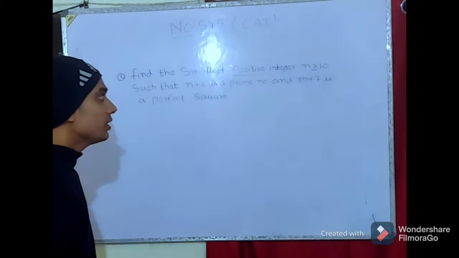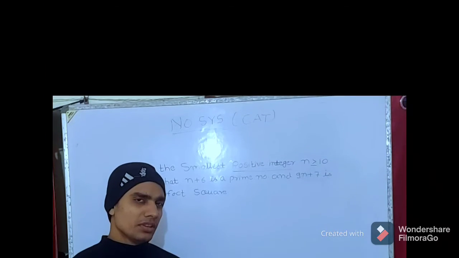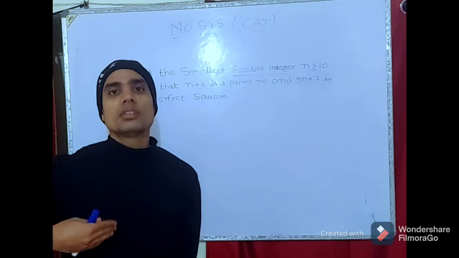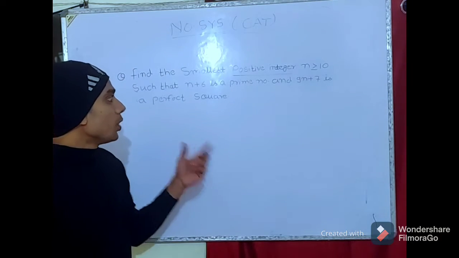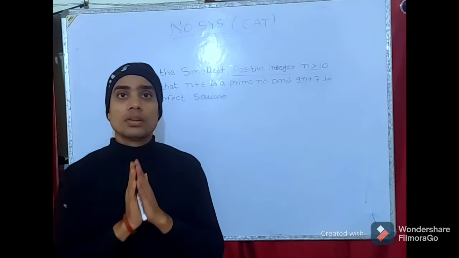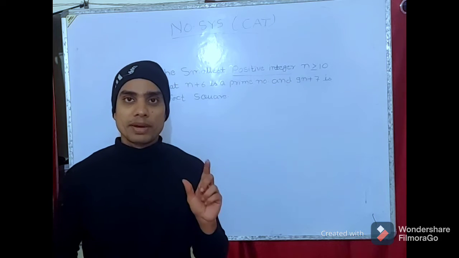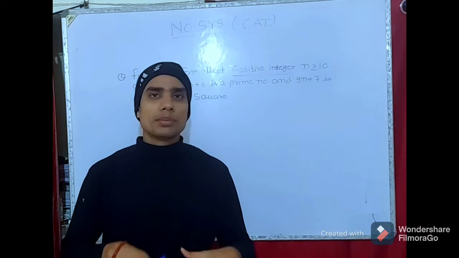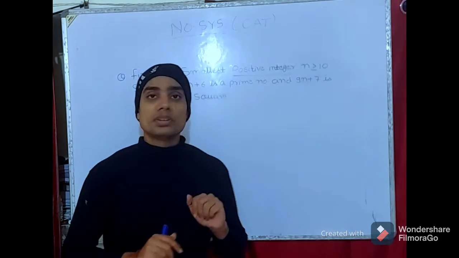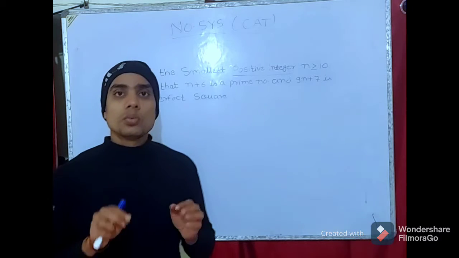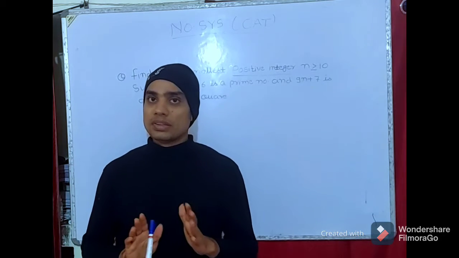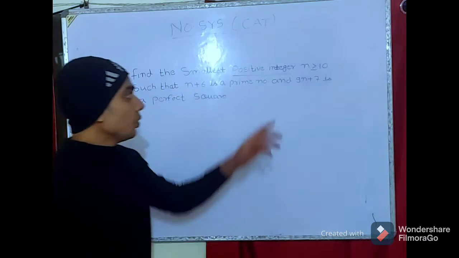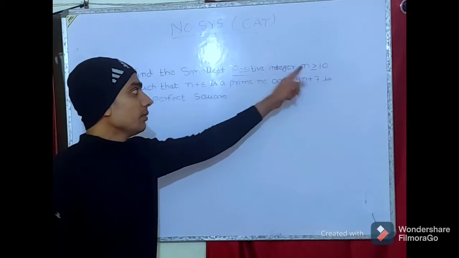Find the smallest positive integer. Positive integer means every term we should know what it means. Positive integer means the value is not in decimal. The value is perfect, like 1, 2, 3, 4, 5. These types of numbers are perfect positive integers. But if we say 1.2, 1.3, no, this type of value is not a positive integer. This is a decimal number. Okay. So positive integer means n.